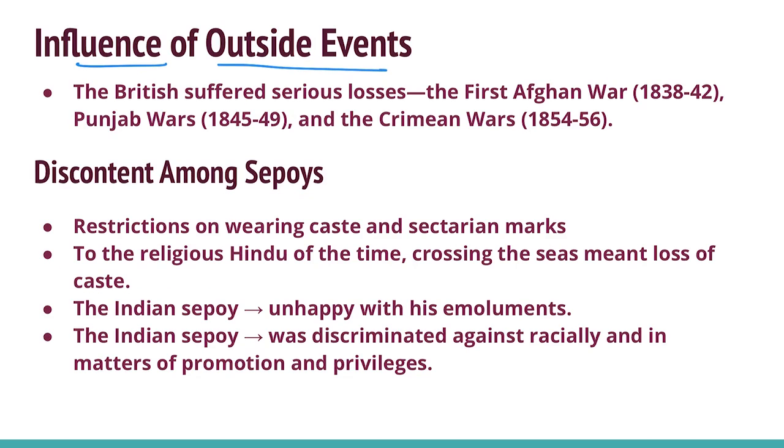Influence of outside events. The revolt of 1857 coincided with certain outside events in which the British suffered serious losses, like the first Afghan war, the Punjab wars and the Crimean war. By seeing and hearing about these wars, Indians obviously had a psychological repercussion, that the British were not so strong and that they could easily defeat them.